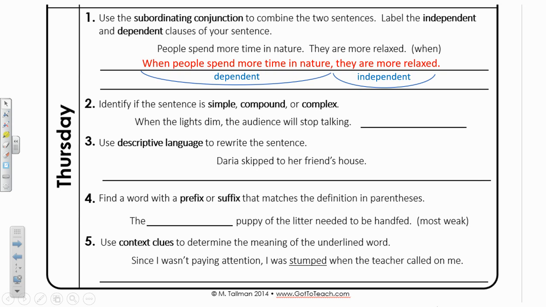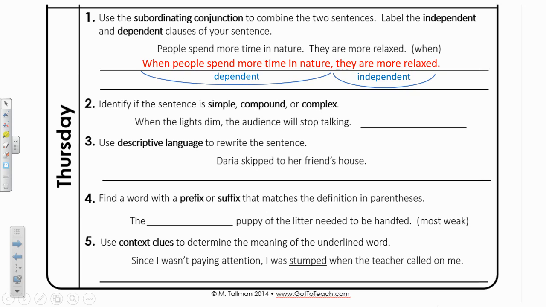Number 2, identify if the sentence is simple, compound, or complex. When the lights dim, comma, the audience will stop talking. Well, when you're going to identify the type of sentence, we should tell by now that this particular sentence is not simple. There is a comma and there are two different clauses in this sentence. Now we have to determine if it's compound or complex.